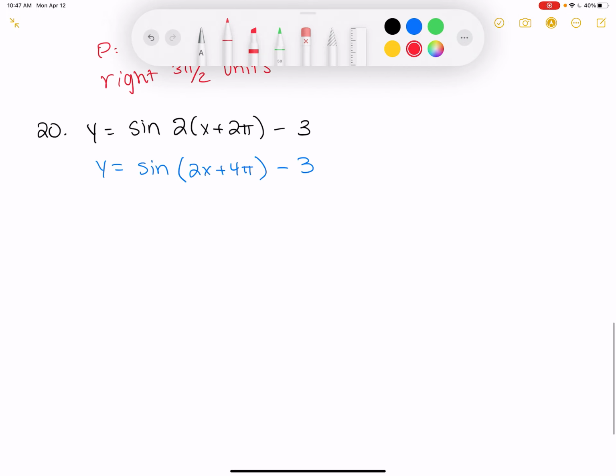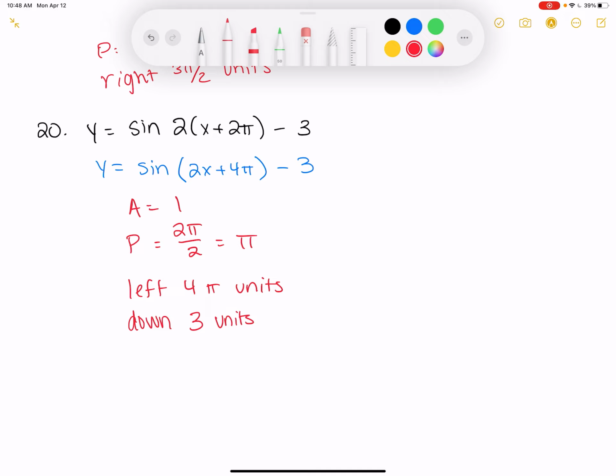What is the amplitude? 1. The amplitude is 1. Now, what is the period? Pi. The period would be 2 pi over 2, so it's just going to be pi. You don't have to write the 2 pi over 2. I'm just making sure everybody sees where it's coming from. And then you'd go left 4 pi units, and then down 3.